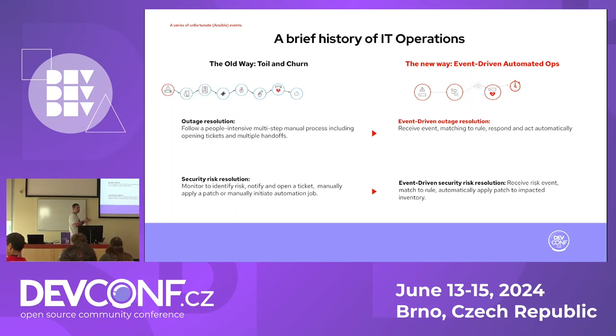What is the difference in the paradigm when we are talking about event-driven automation? Event-driven automation is something that is listening for something to happen. It could be a monitoring system, it could be a security alert, it could be a push on a GitHub repo or whatever, to just react to the event in an automated way. So you are not dealing with different teams, different people that need to be involved for maybe resolving a CPU issue on a machine.